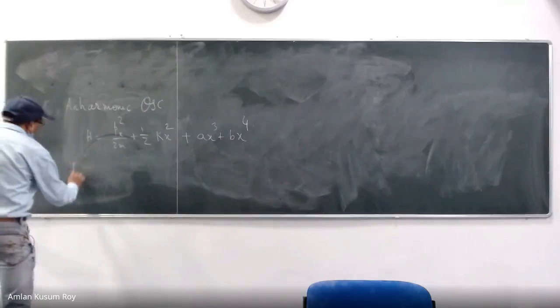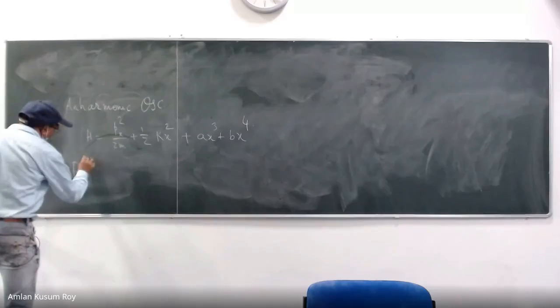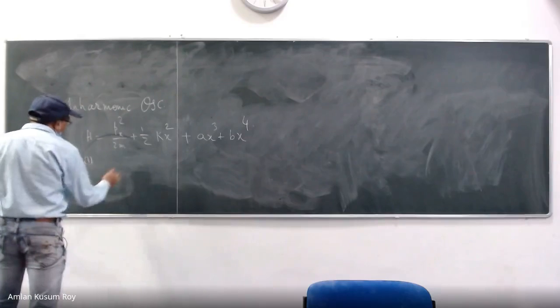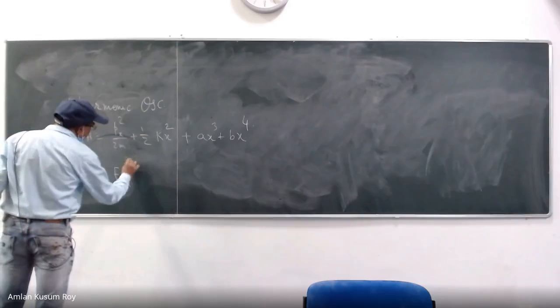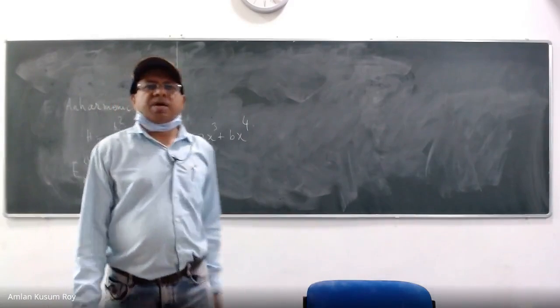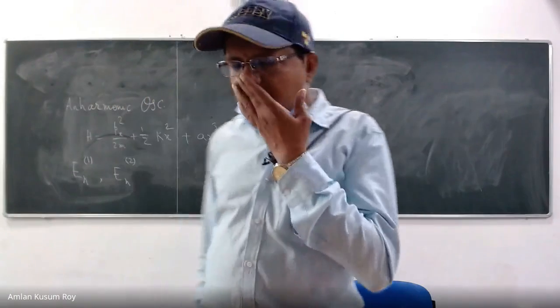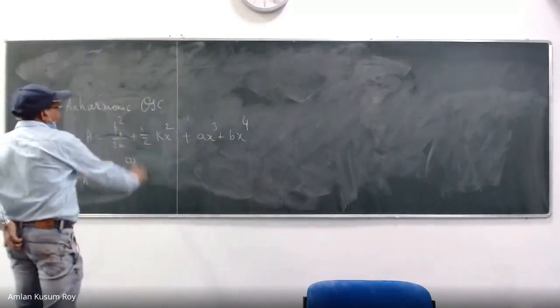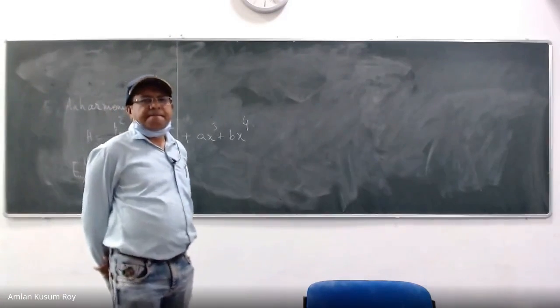Let us work out the perturbation theory problem in the ground state, psi n. So let us find out En1 and I guess En2 also. That is the question. Find out En1 and En2 for this system using the perturbation theory.